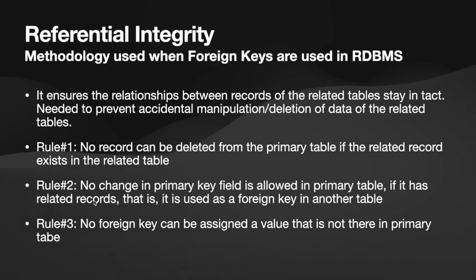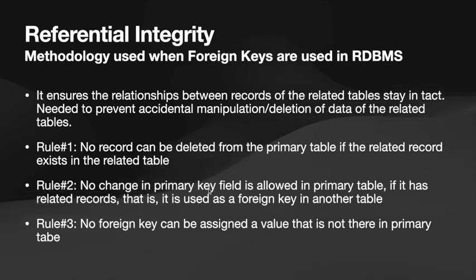So no change in primary key field means, if the consumer has related records, that is, it is used as a foreign key in another table. For example, if the consumer Ram has the primary key as his ID, his identification number is 1.2.3. If this 1.2.3 is used as a foreign key in another table, this 1.2.3 cannot be changed. This cannot be changed to 1.2.4.